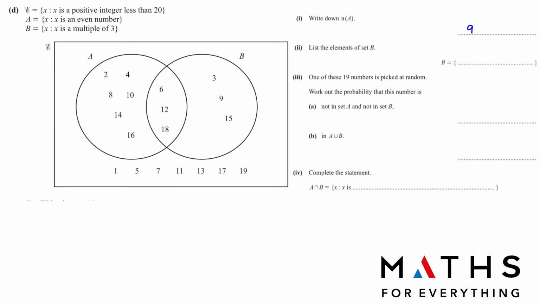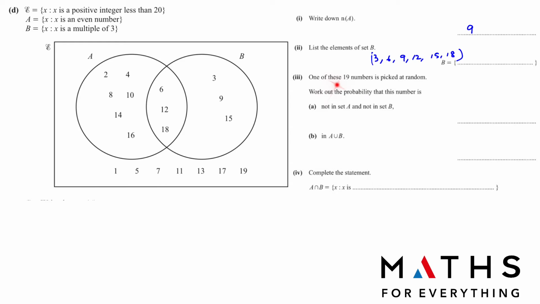We don't need to write them down. This n tells us we just count. List the elements of set B. This whole circle is B. So all the numbers which are written here, they are in set B. 3, 6, 9, 12, 15, 18.